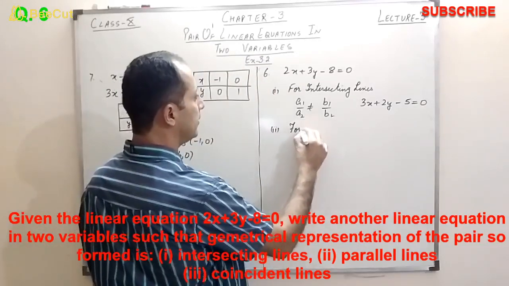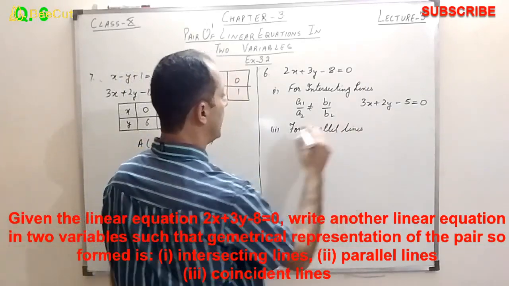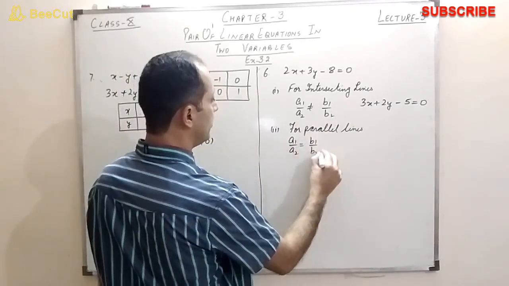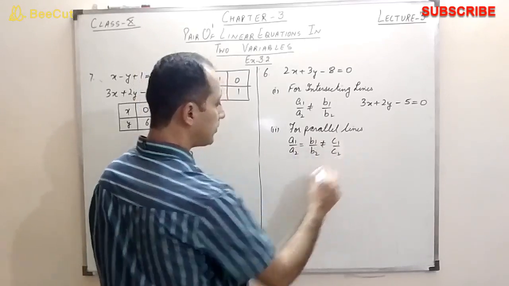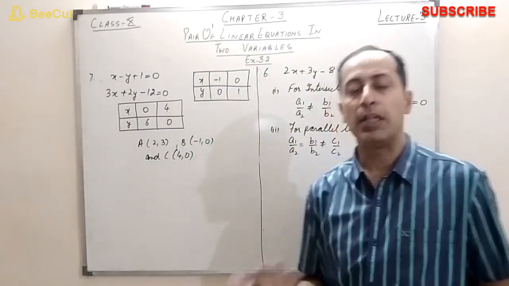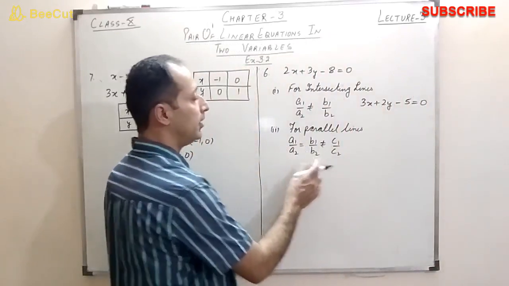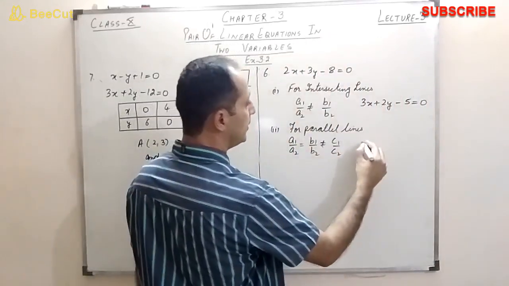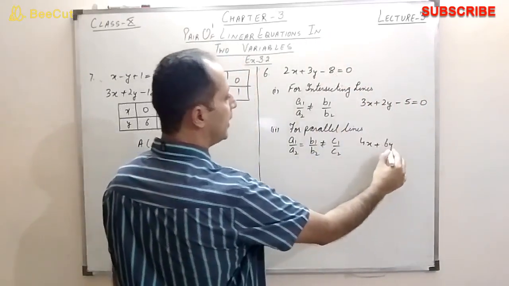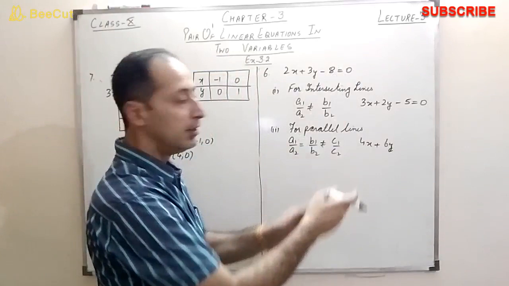Now for parallel lines, we have this condition: a1 by a2 equals b1 by b2, but it is not equal to c1 by c2. Again, there can be an infinite number of lines which can be parallel to this line. So you can take any equation, but make sure whenever you're writing, this condition is fulfilled. So what I can do is just double these numbers. I can write 4x plus 6y, and the ratio of whatever number I take here with this should not be equal to these. So it could be any number.